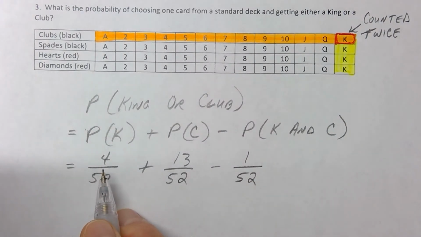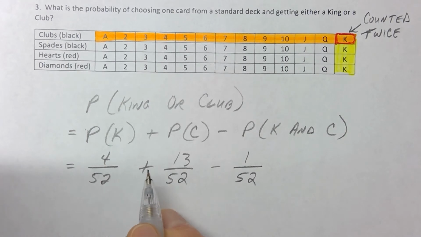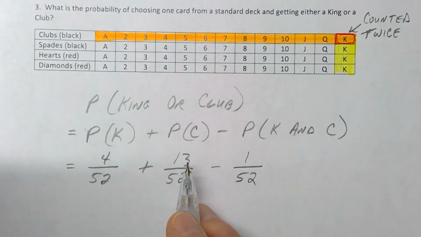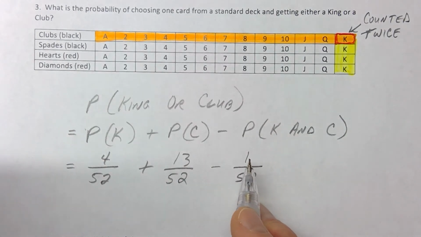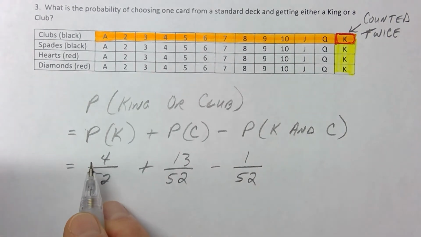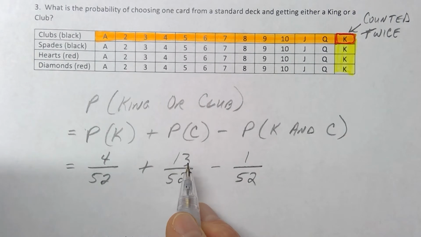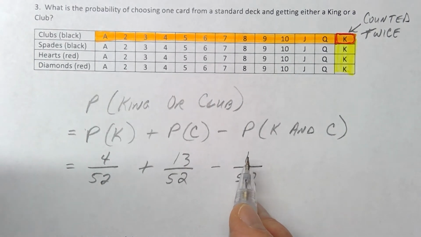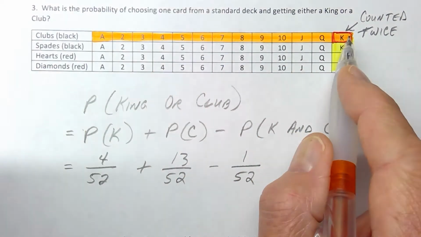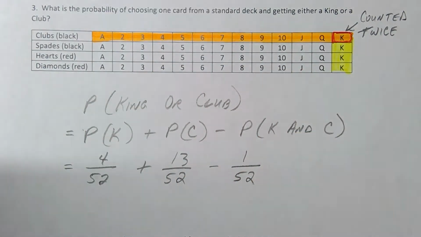So it's the probability of a king. There's 4 of them. Probability of a club. There's 13 of them. But one of those guys we counted twice, so we take out the extra count. And that gets us back to 16 winning cards. 4 cards win, 13 cards win. That's 17. That's too many. Oh yeah, we counted that guy twice. So that gets us down to 16 cards that win. There's 13, 14, 15, 16 cards that win.